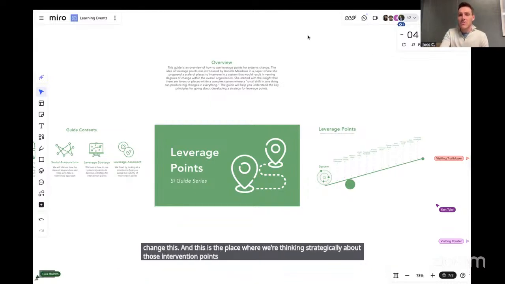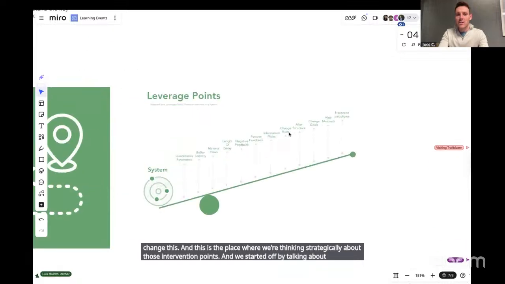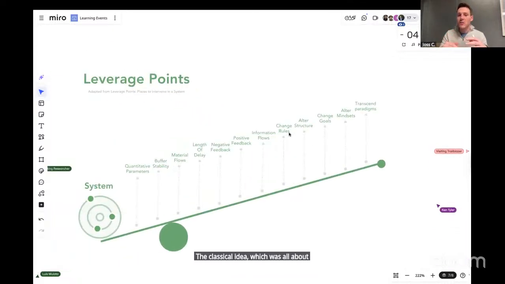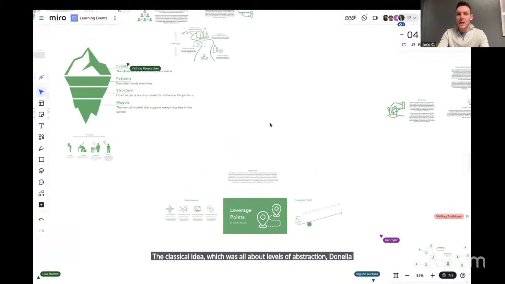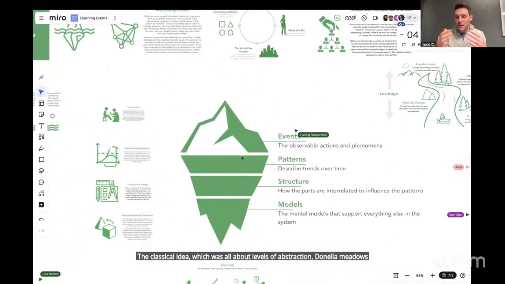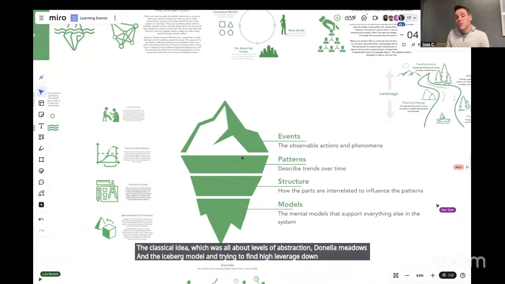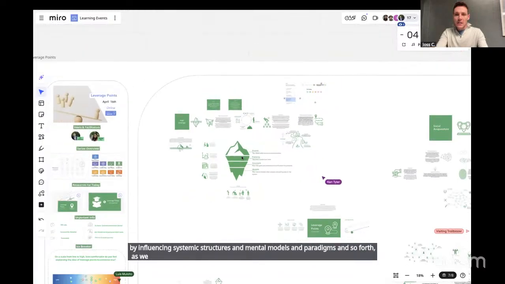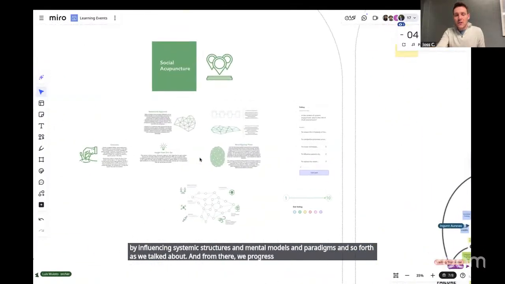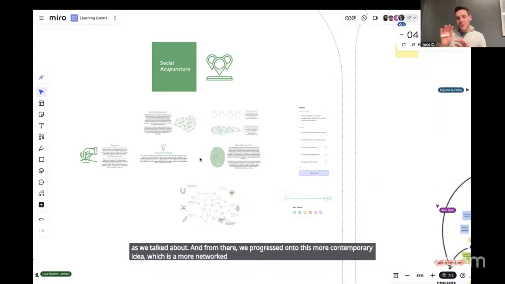And we started off by talking about the classical idea, which was all about levels of abstraction, Donella Meadows, and the iceberg model, and trying to find high leverage down towards the bottom by influencing systemic structures and mental models and paradigms and so forth, as we talked about. And from there, we progressed onto this more contemporary idea, which is a more networked kind of view of it. Of course, it's not either or. We want both, as we've seen.